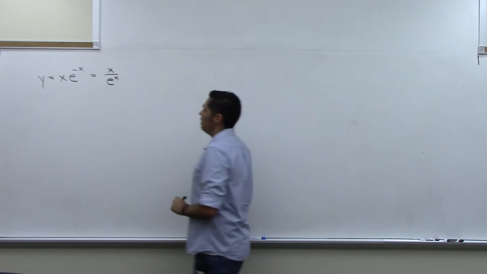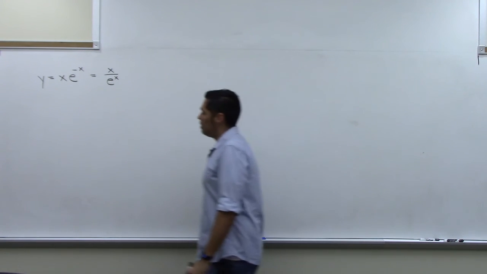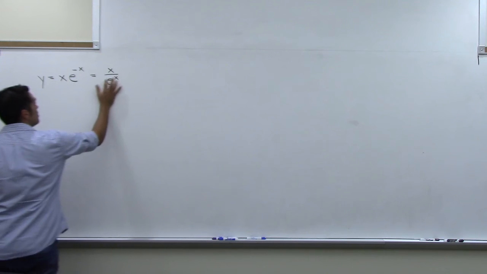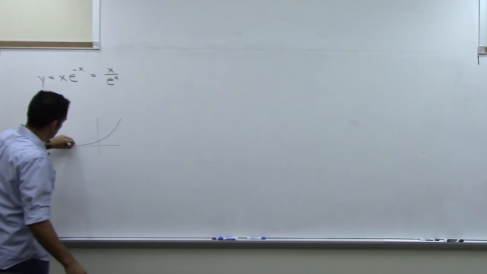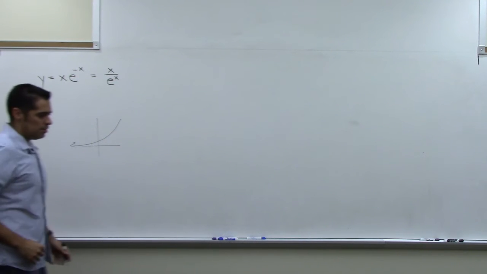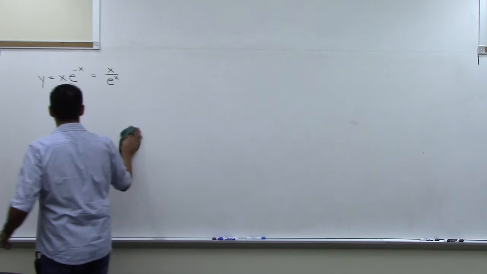So you can drop that e to the x, or e to the negative x down. And when I look at the domain of this, I need to be careful because I want to make sure the denominator is never 0. But e to the x, if you just graph e to the x by itself, this is the graph, that's never 0. So your denominator can't ever be 0, which means that the domain of this is all real numbers.